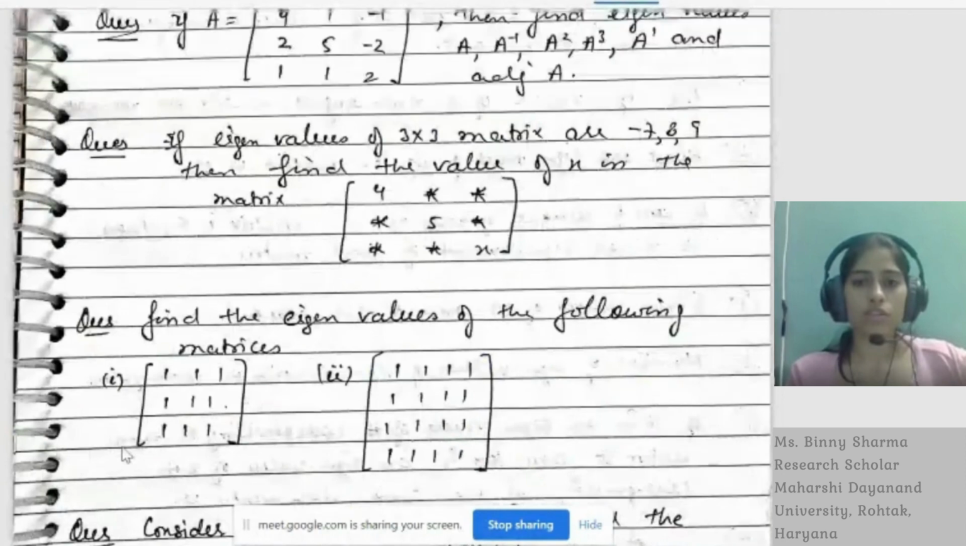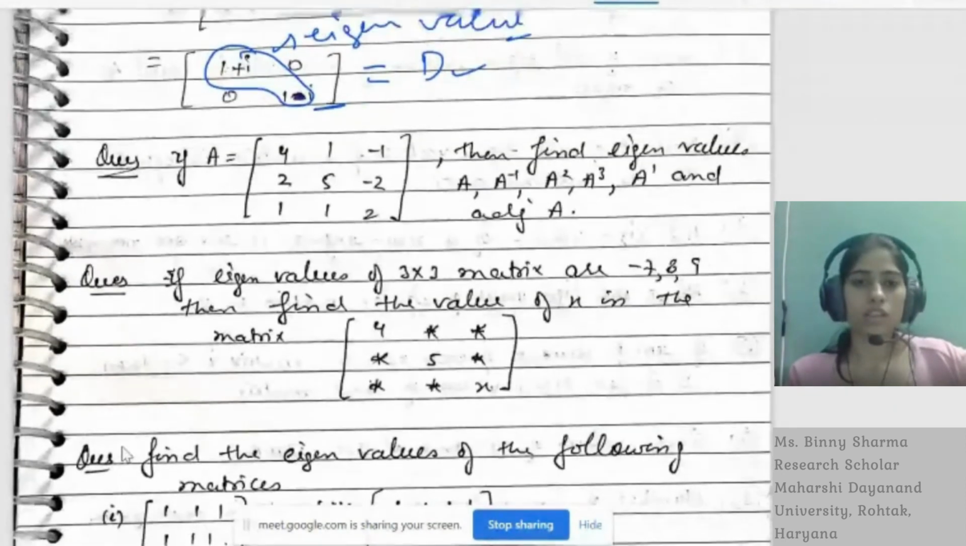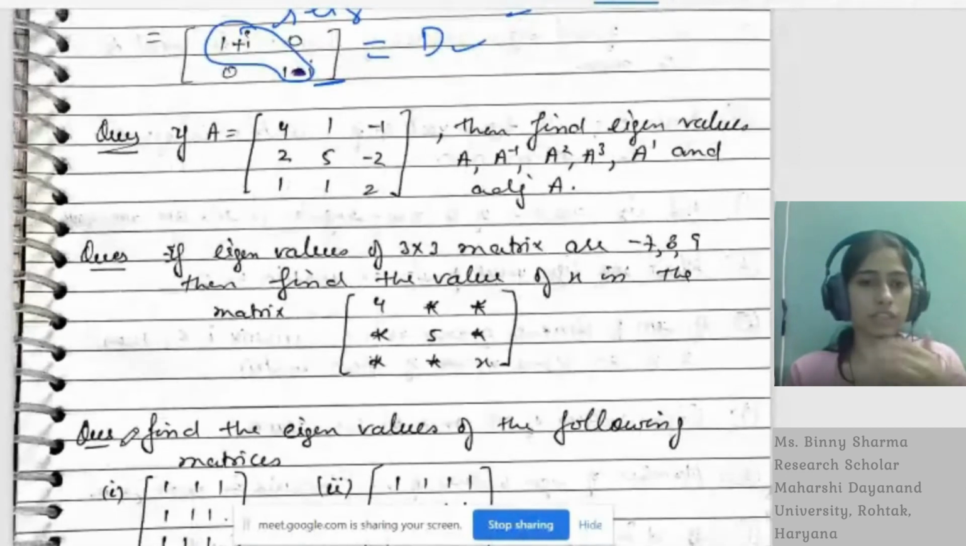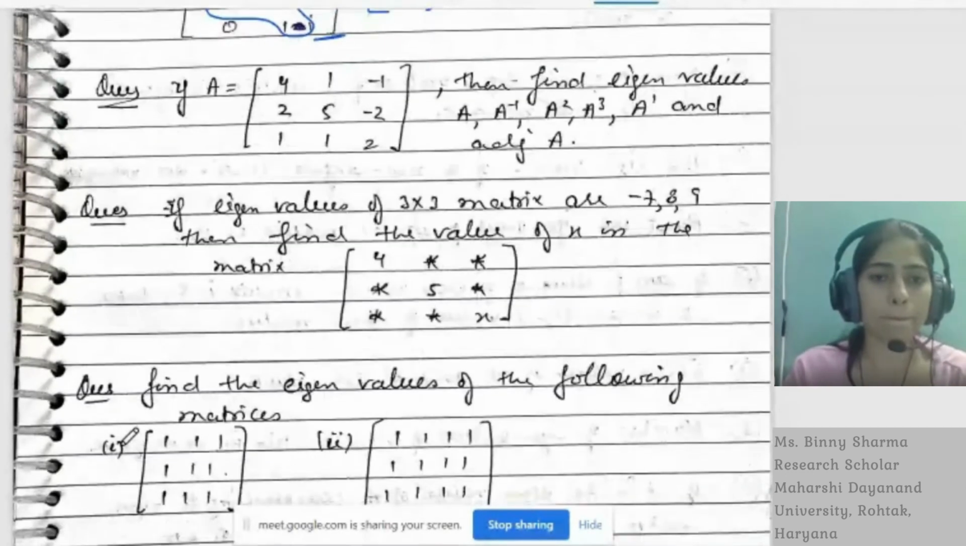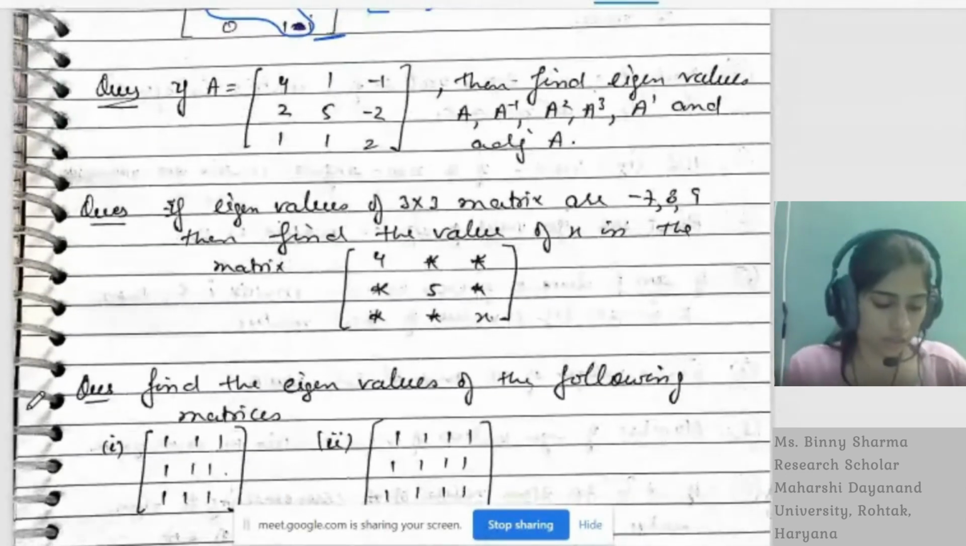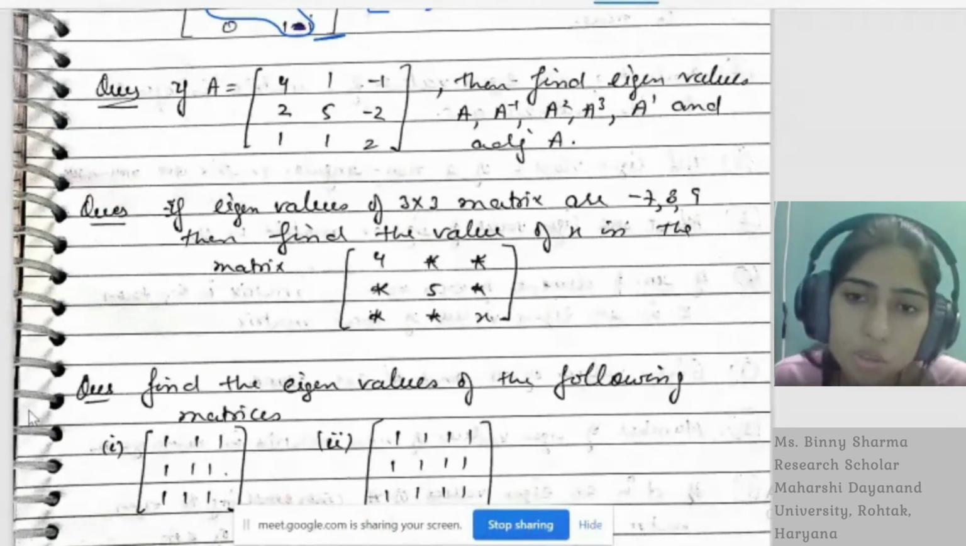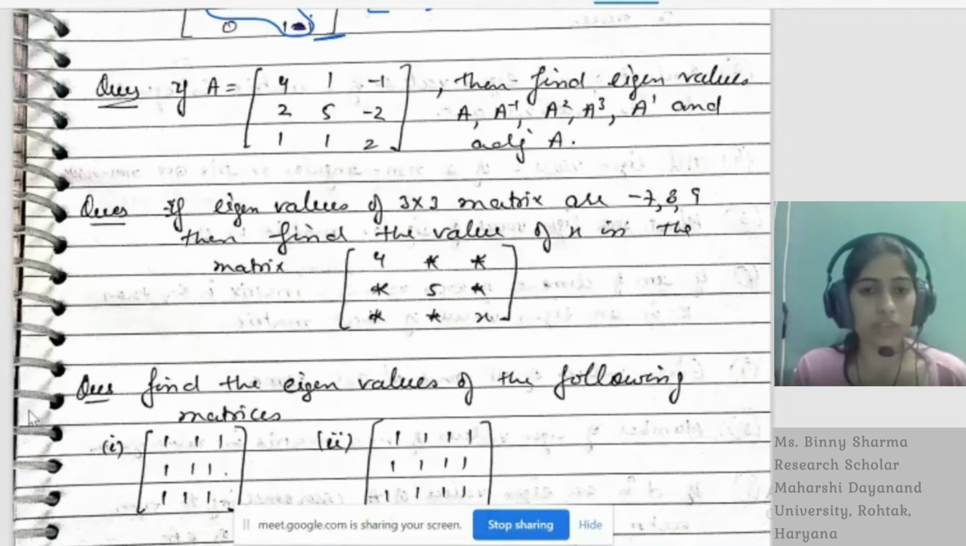Now, on the basis of these properties, we will do these questions. We are given a matrix A, that is 4, 1, -1, 2, 5, -2, and 1, 1, 2. Now we have to find the eigenvalues of A inverse, A square, A cube, A transpose, and adjoint of A.